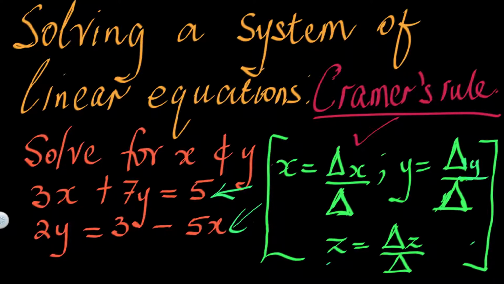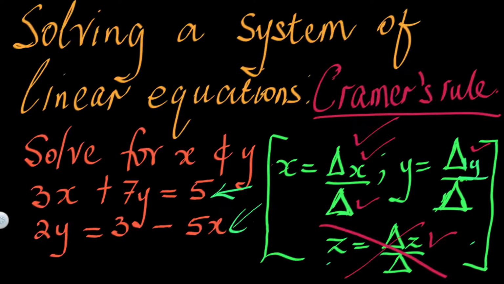In our case, we just have two variables, x and y, so we don't need z. However, even if we have 4, 5, no matter the number of variables, all we have to do is get delta x over delta, delta y over delta, delta z over delta. Each variable should be represented. Now, in using Cramer's rule, all you have to do is get these deltas: the delta, the delta x, this delta y, and even delta z if we have more than two variables. That's all we need to do.